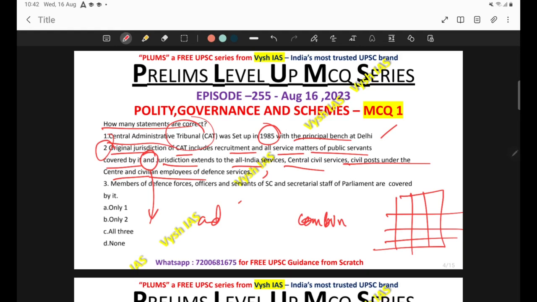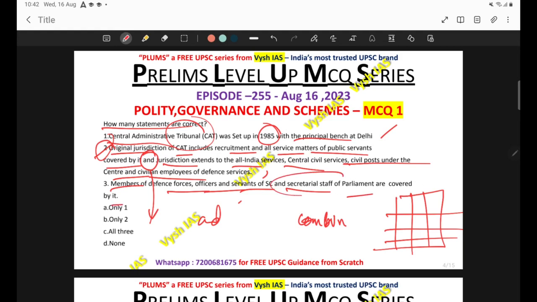So if you are splitting the statement into two, then both the statements become simpler, processable statements, and 2 is also correct. Now come to 3. Members of defense forces, officers and servants of Supreme Court and secretarial staff of Parliament are also covered by it. No.